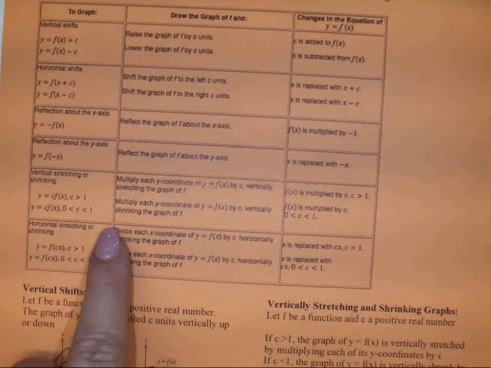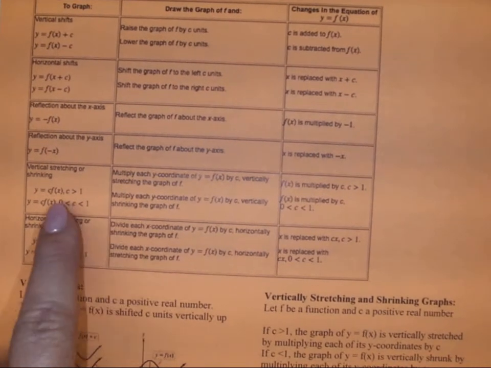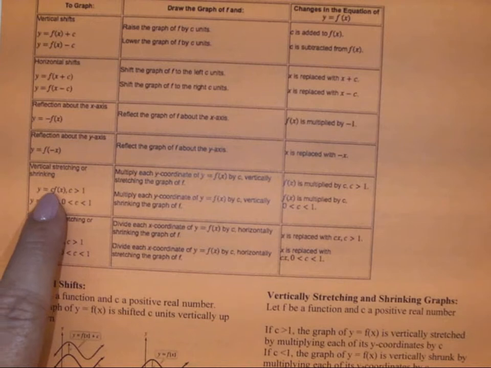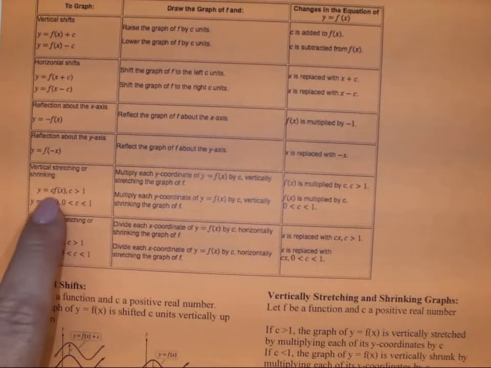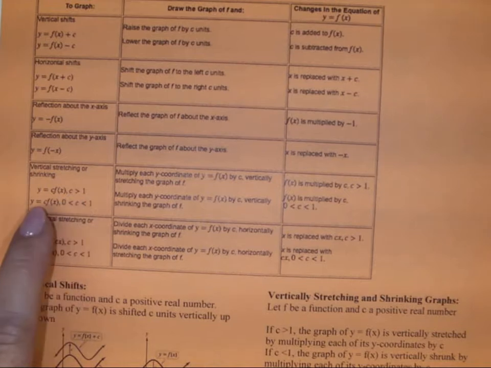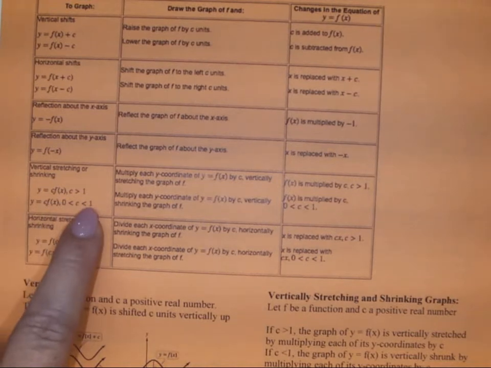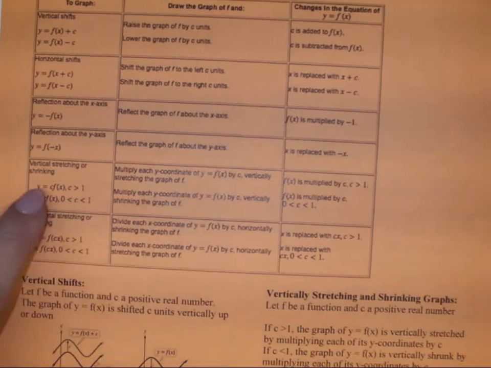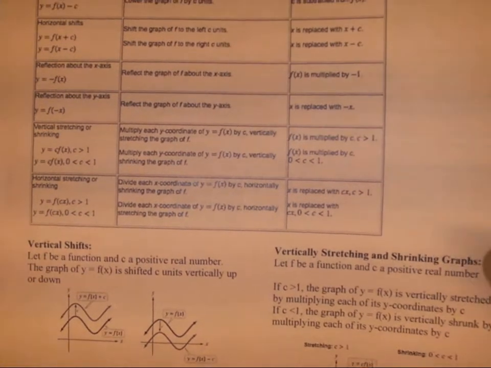Now with vertical stretching and shrinking, if you have the value multiplied on the outside and it is greater than 1, then it'll stretch it. If it is between 0 and 1, then it will shrink the graph. And notice the vertical again is on the outside, but the horizontal is on the inside. And when it is greater than 1, it will shrink it. When it is between 0 and 1, it will stretch it. So let's actually look at some graphs.